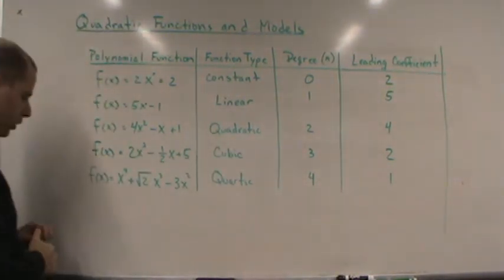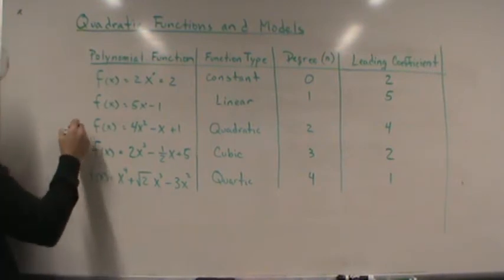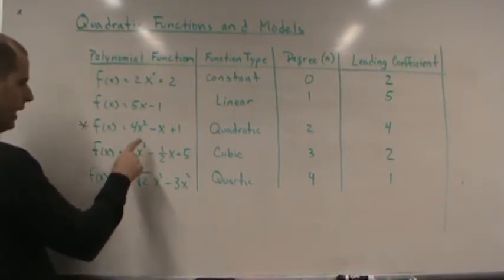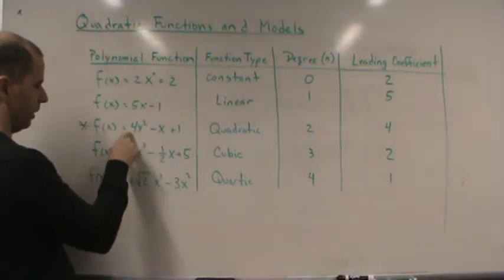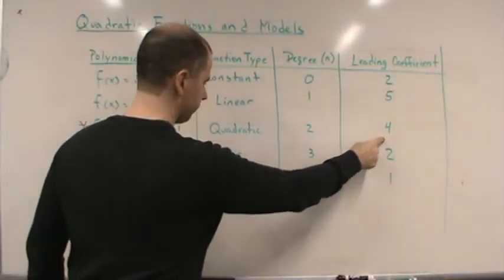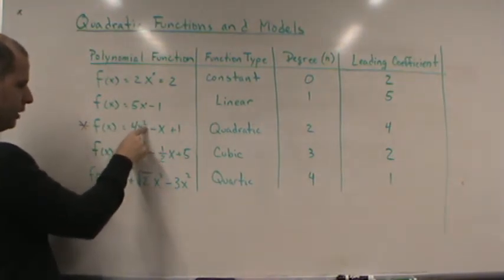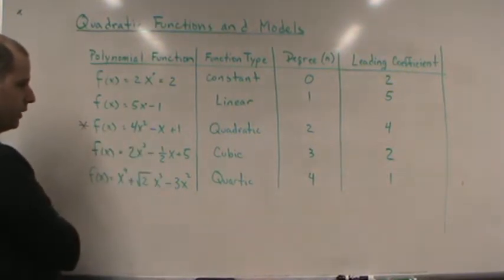This is the one that we're going to be spending time with in this chapter. So this is the one. So quadratic has a leading coefficient of 4, right? Has a degree of 2. So the largest exponent, the term with the largest exponent is here, which is 2. So it's going to have a degree 2.